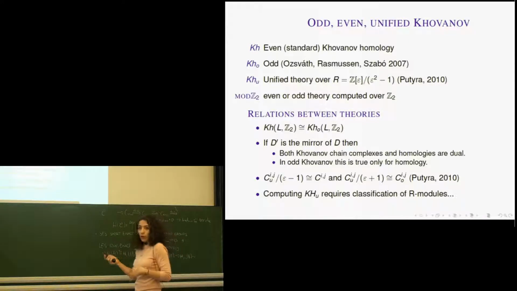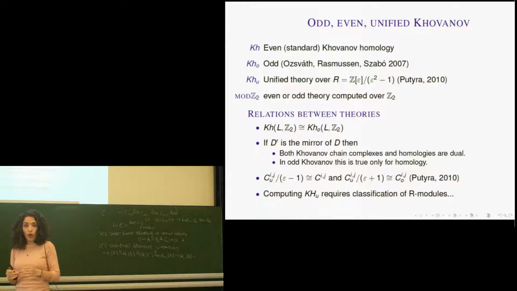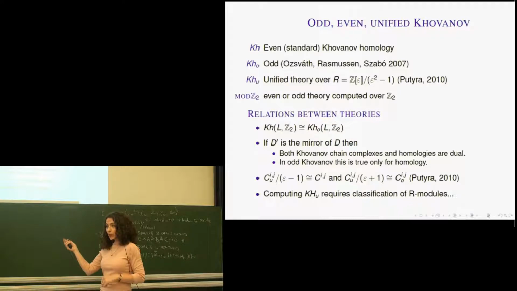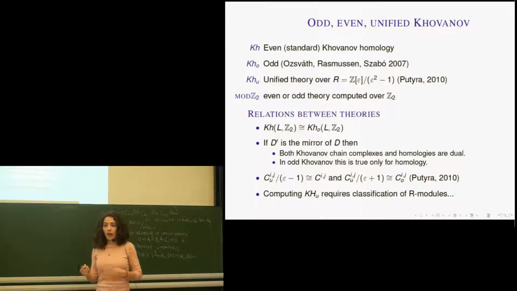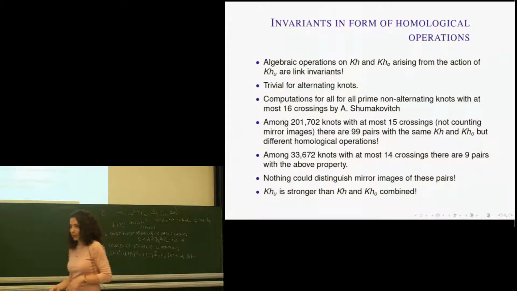Now, you would say, why do we even bother computing Khovanov or Khovanov odd homology now that we have this unified theory? Well, because it's even harder to compute the unified theory, and it's really algebraically intensive. We all know how to classify modules over Z, right? That's not hard. But here you actually have to classify modules over this ring. I'm sure it's doable, but we are topologists.